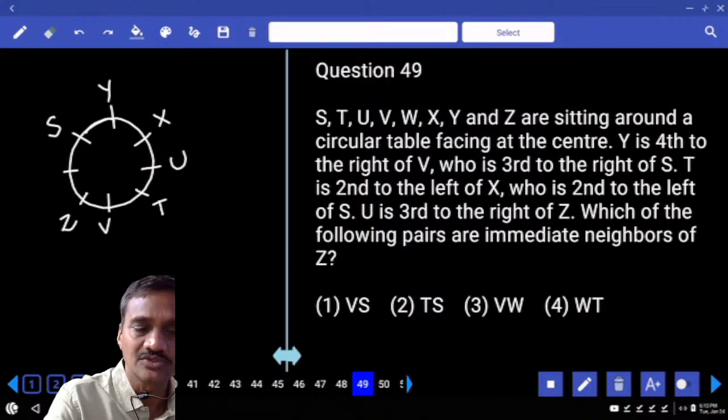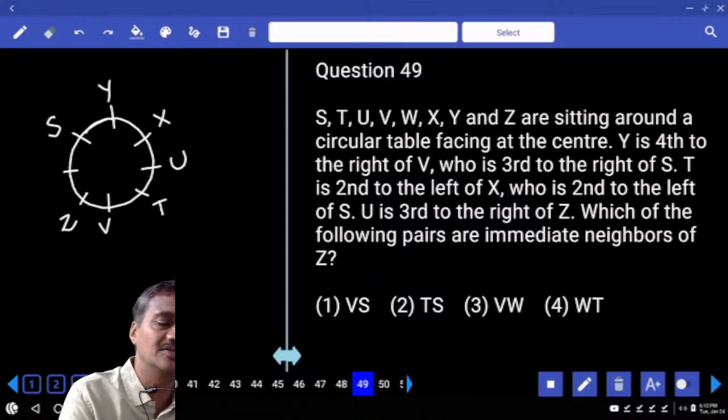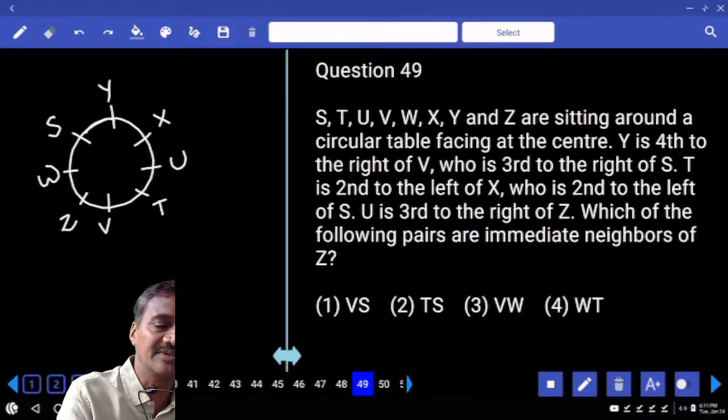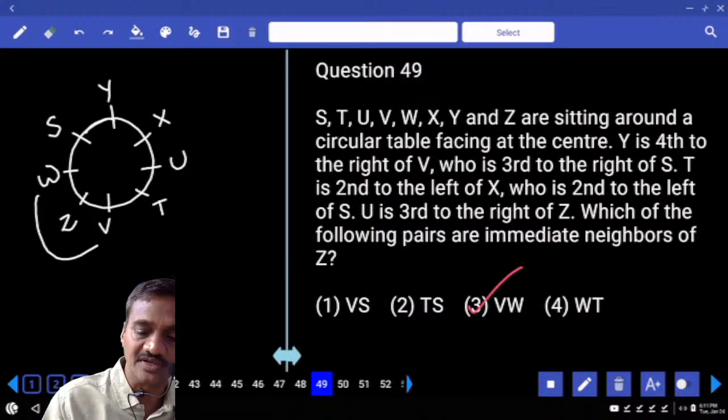U is south to the right of whom? South to the right of Z. Then, what is your answer here? Which of the following are the? Then who is the person left over? Who is left over, tell me. W is the person left over. Then who are the immediate neighbors of Z? W and V. W and V, that is given in choice 3, 49.